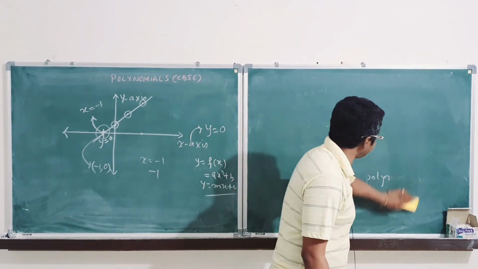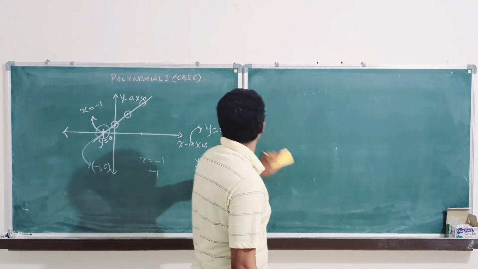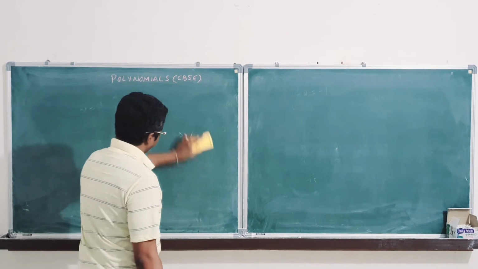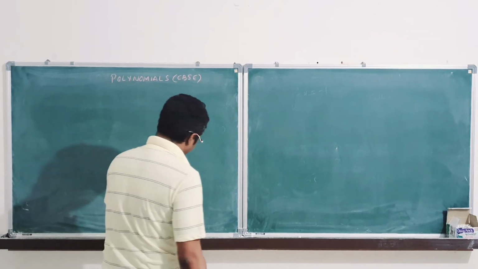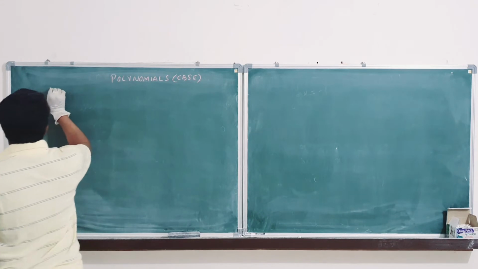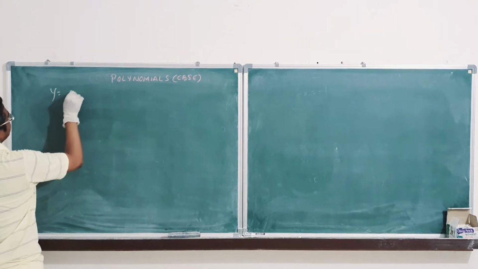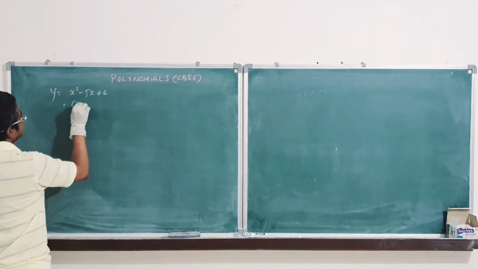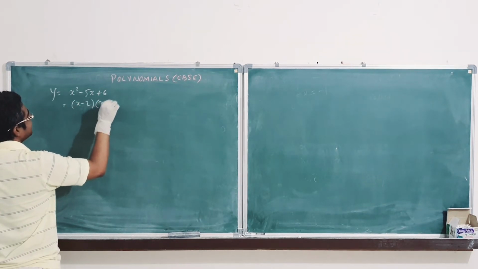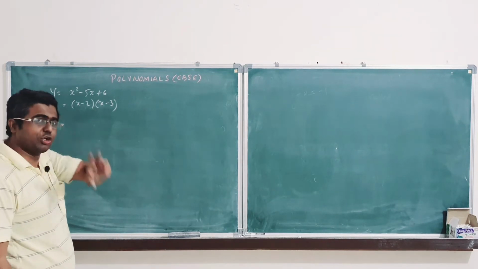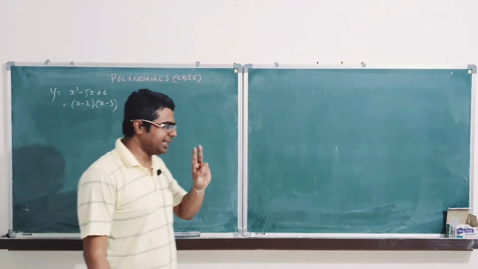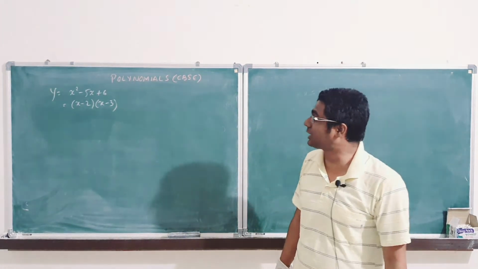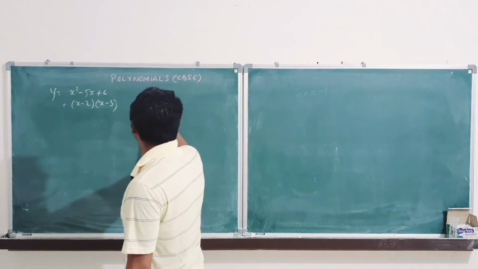So if we see, this was an equation or polynomial of degree 1, right? x plus 1, x to the power 1. If you use a polynomial like this, say y is equal to x square minus 5x plus 6, we know this is basically (x minus 2)(x minus 3). So it will have 2 roots, that means 2 zeros. So 2 times it has to cut the x-axis, not 1 time, 2 times it has to cut the x-axis.